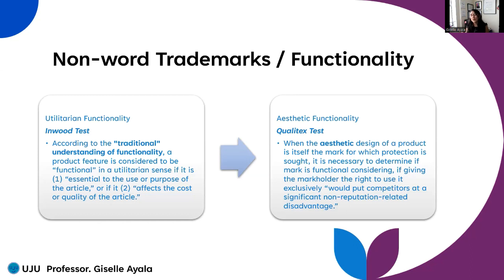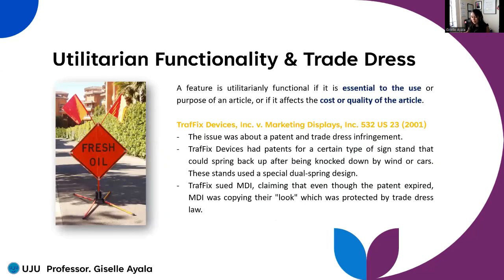So with that in mind, we're going to look at some cases. Now, the first case is Traffix Devices, Inc. versus Marketing Displays. In this case, it's interesting to note that there was a patent involved. The plaintiff in this case, Traffix Devices, was the owner of a patent for many years. However, the patent expired. The patent was for certain types of sign stand that was designed so when it was knocked down by wind or cars, it would just stand back.